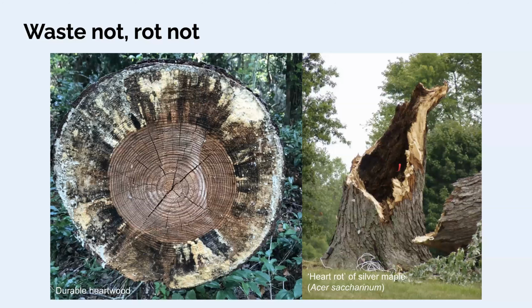We also have cases where some trees actually sort of rot from the inside. This is a feature that is a bit of a peril if you have a silver maple. Is kind of notorious for having this internal rotting process.